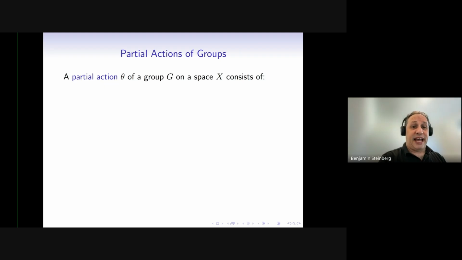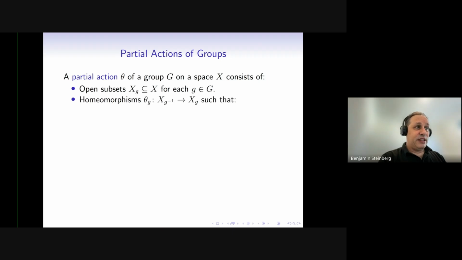So what is a partial action theta of a group on a space X? You have a bunch of open sets X_g, one for each element g of your group, and a homeomorphism theta_g from X_{g^{-1}} to X_g. So X_{g^{-1}} is the domain of g, and X_g is the range of g. It maybe takes a little time to get used to this. When I give one motivating example of partial actions at the end, then maybe the reason for the notation will be a little bit clearer.